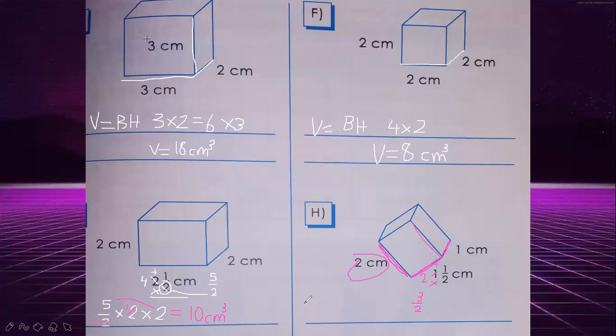Okay, now let's try our length times width times height formula. So length is 3 over 2 times our width is 1 times our height, which is 2. Okay, now our next step, once again, is to eliminate 2. Okay, this becomes 1 and this becomes 1. So the only numbers remaining are 3 and 1. If we multiply that together, 3 times 1 is equal to 3 centimeter cube.